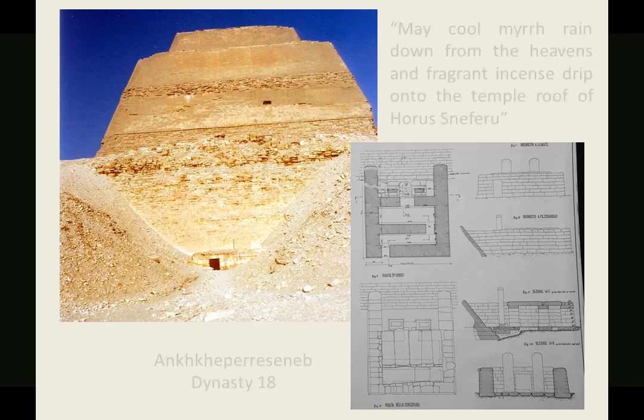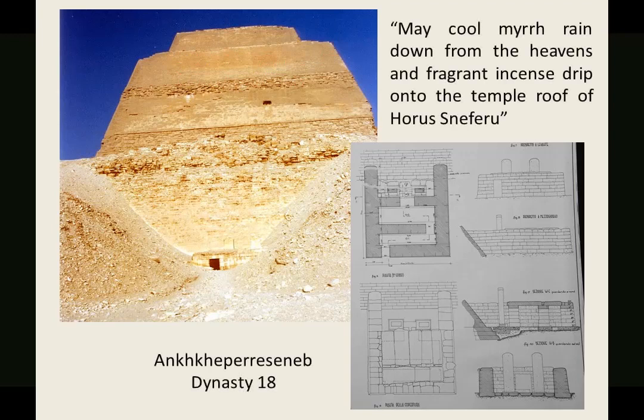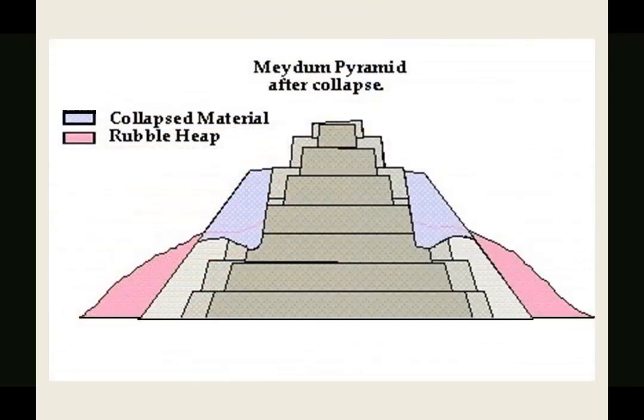Would have been loud. One of the graffiti in there, just because it's kind of cool: "May cool myrrh rain down from the heavens, and fragrant incense drip into the temple roof of Horus Snefru." There's lots of 18th dynasty graffiti in there, but they said it was a beautiful pyramid at that time. This temple right here was accessible. It wasn't buried. Eventually, when it did collapse, this was totally buried by the debris.